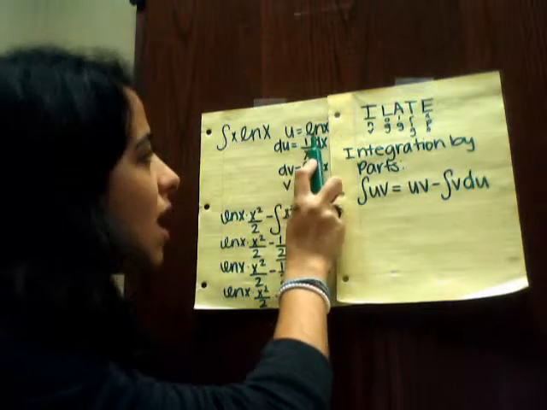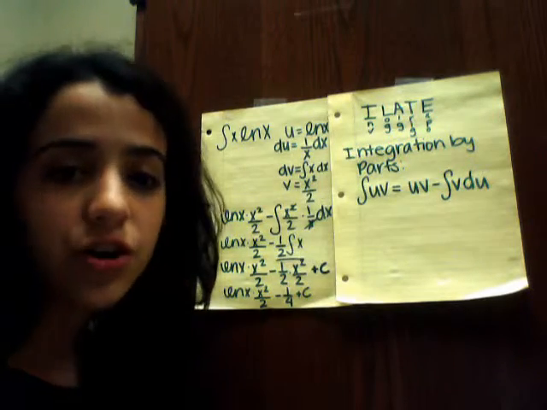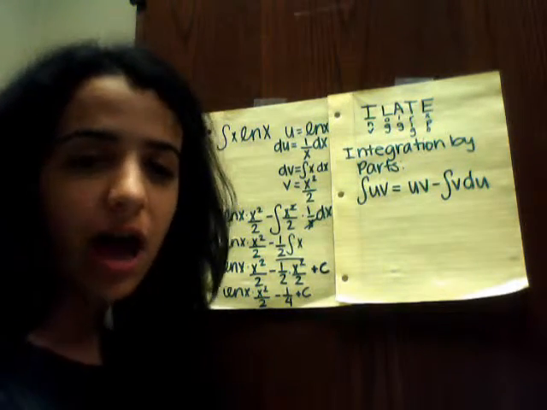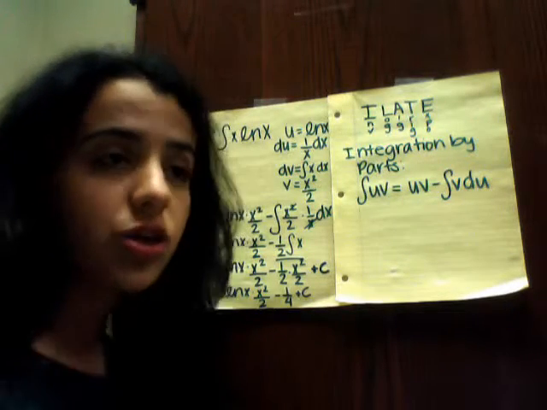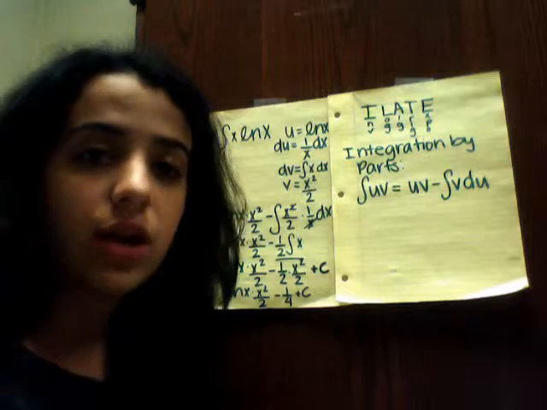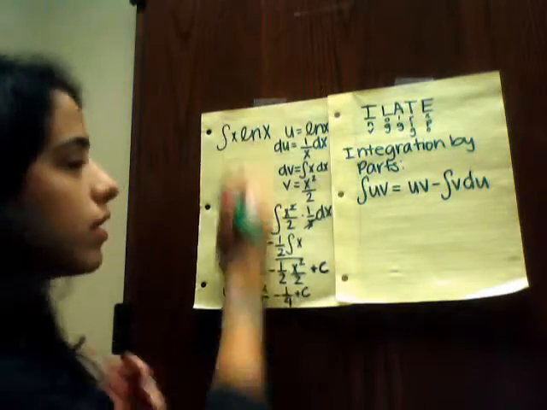And also, a bit of a recap from what we did before: we chose the natural log as our u because we don't actually have the integral of the natural log. So what we do is find its derivative in order to solve for the integral of the whole equation.